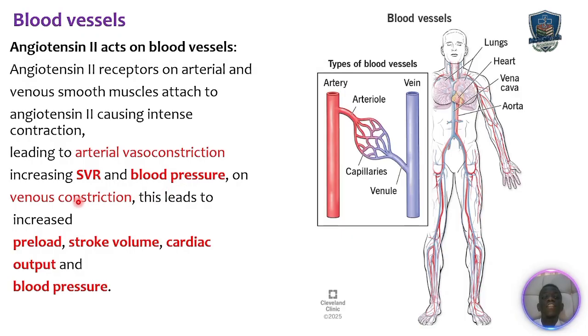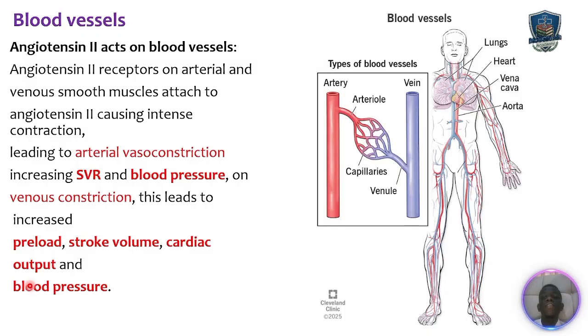Apart from that, it will also lead to venous constriction. And unlike the arterial vasoconstriction, the venous constriction leads to an increase in the preload. And we know when the preload is increased, our end diastolic volume increases. And if we increase our end diastolic volume, as long as our ESV remains constant, that will lead to an increased stroke volume. And when you increase stroke volume, you increase our cardiac output and largely you increase our blood pressure. So that's what you have to understand in this slide, that our angiotensin 2 acts on blood vessels.